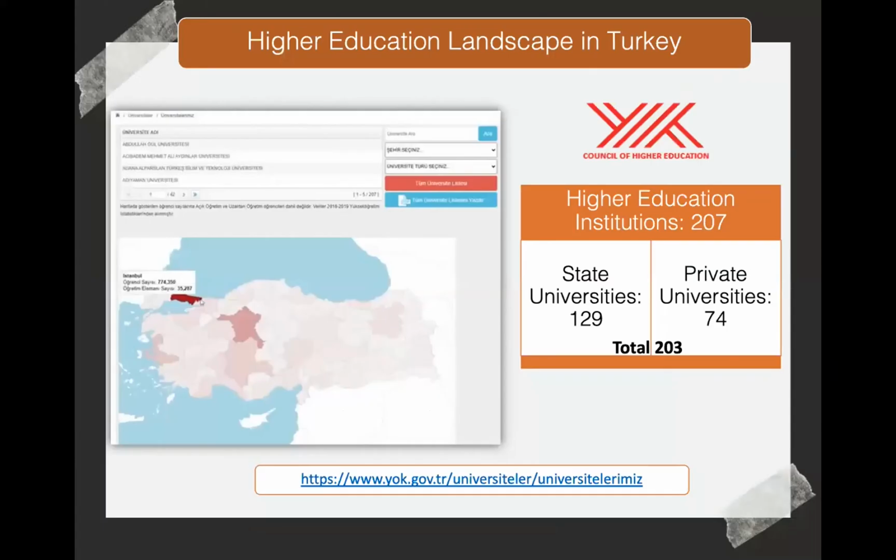First of all, I would like to start with the higher education landscape in Turkey. We have around 200 universities, but more than half of them were established in the recent 15 years. 129 are state universities, and 74 are private universities.